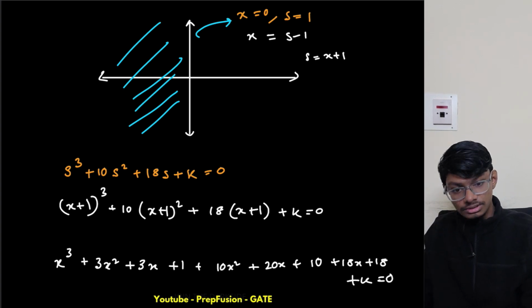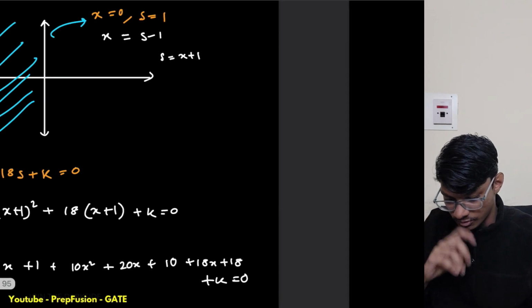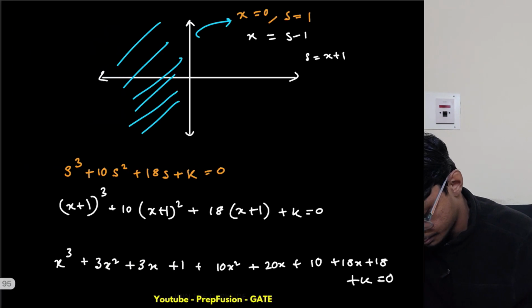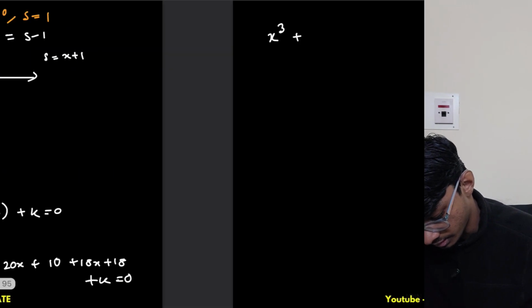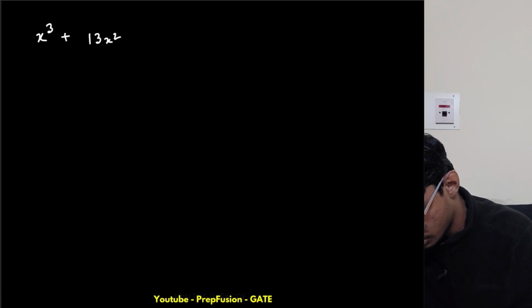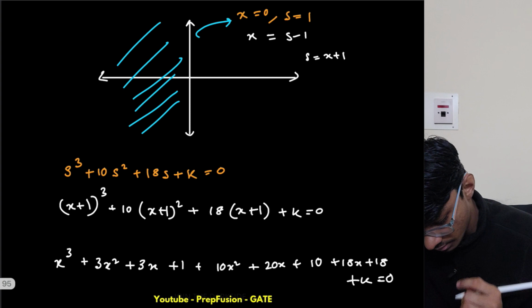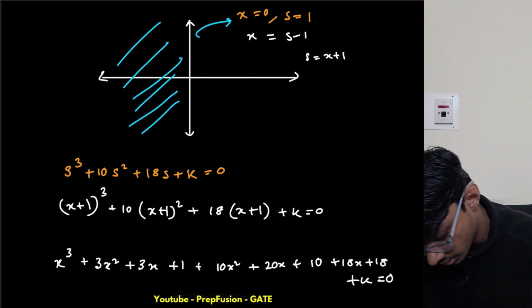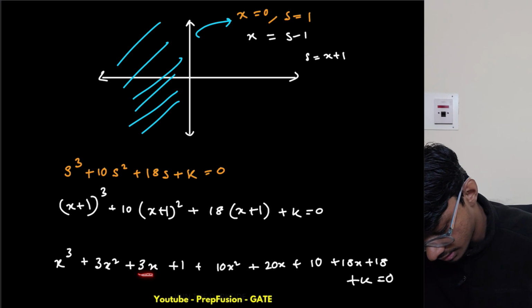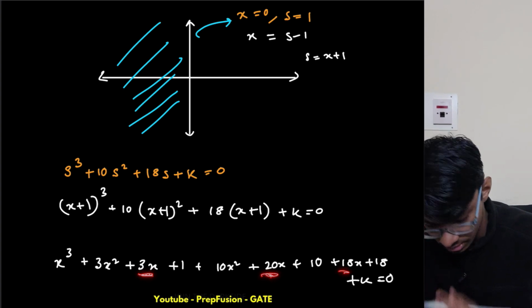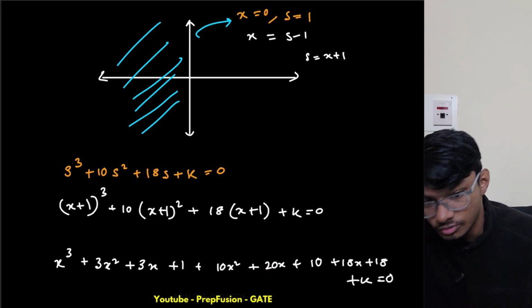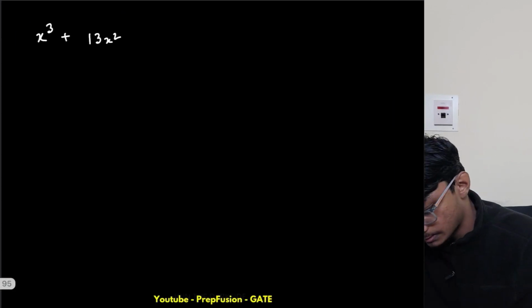Now let me further simplify this one. If I simplify, what do I get? I get x cube plus 3x square is there. Okay, I have 13x square. Then what do I have? I have 3x plus 20x plus 18x. So this is, sorry, not 13, this is 3x plus 23x, and this is 21. Okay, 20 and 21, so 41x, right? This is 41x.